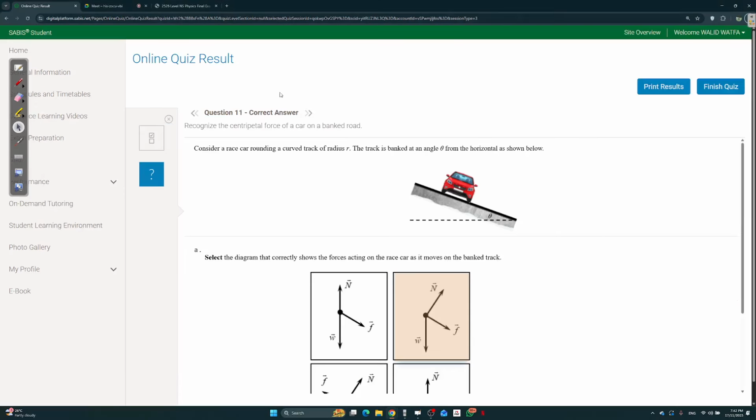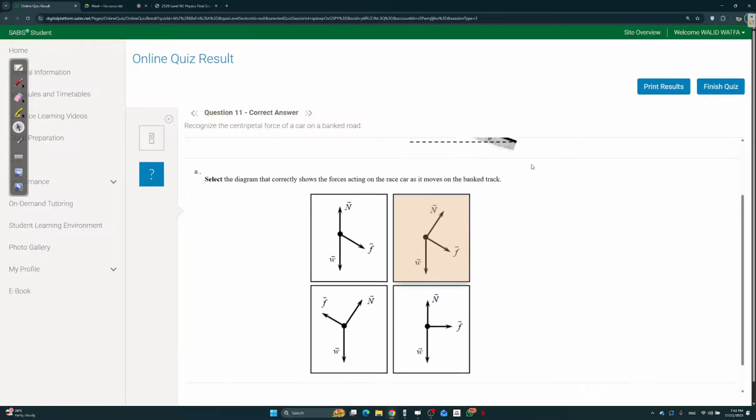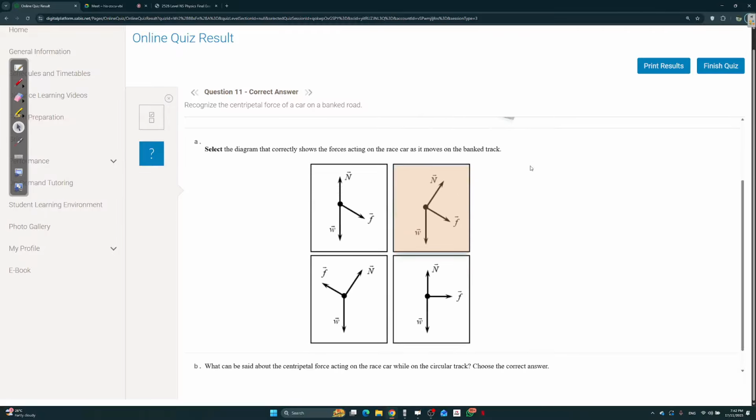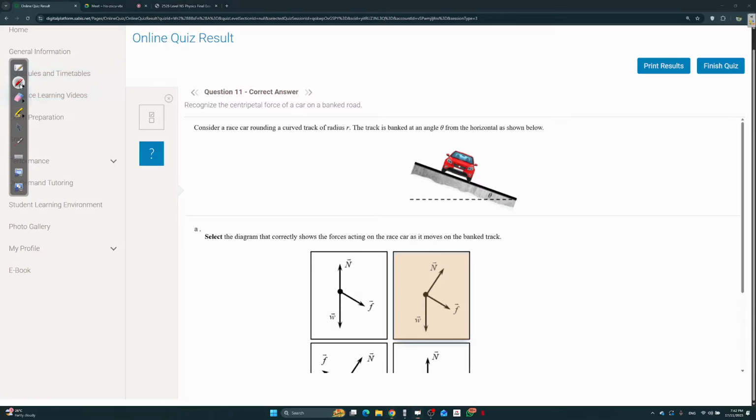Alright, so over here, consider a car rounding a curved track of radius r. The track is banked at an angle theta from the horizontal. How does the FBD look? Very easy. Pretty much this is how it looks. You need to know why though. Basically, you know those race cars in America, it's called NASCAR. It's like a circular track, but that track isn't flat, it's tilted upwards, if that makes sense. It's an inclined track.